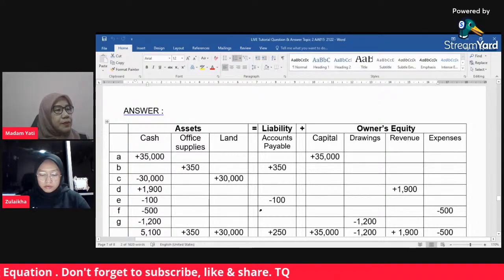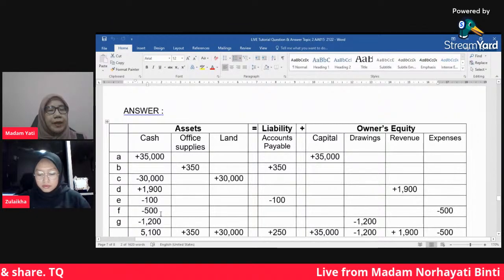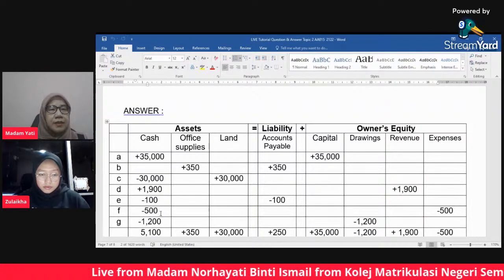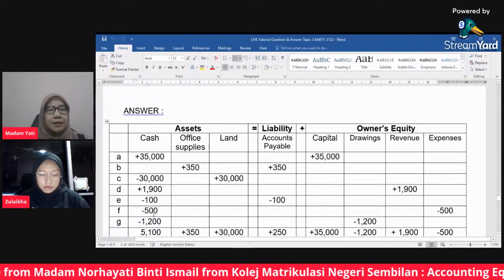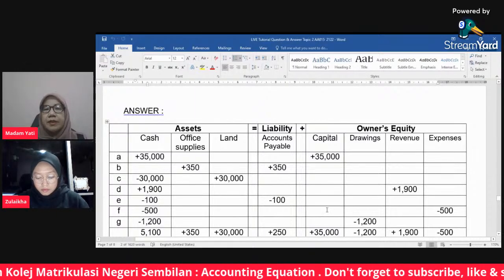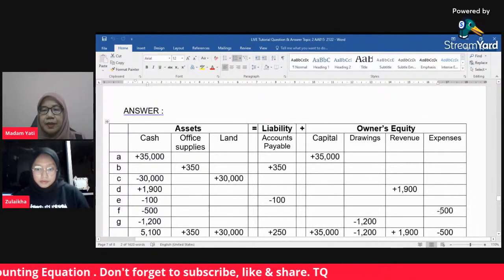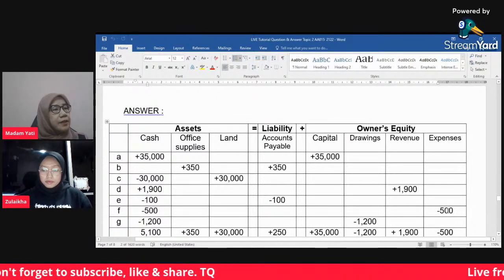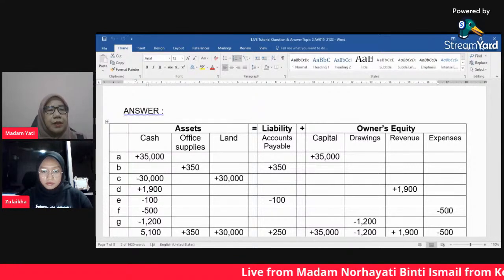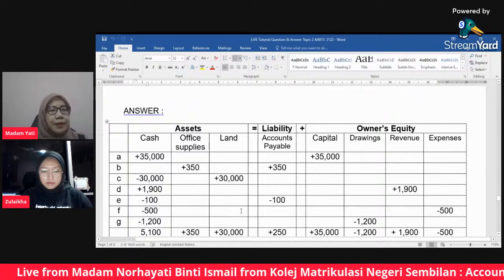Okay, the next one, F, pay cash expenses. So whatever kita nak buat payment, it will decrease in asset in terms of cash. So cash decrease RM 500 equals to decrease in owner's equity. Which column? Expenses. So expenses ni dalam ni banyaklah ada rent, apa dah ada 3 tadi kan? Rent dan utilities. Rent dan utilities. Okay, the next one, G, Smith. Smith tu siapa? The owner withdrew cash 1,200.